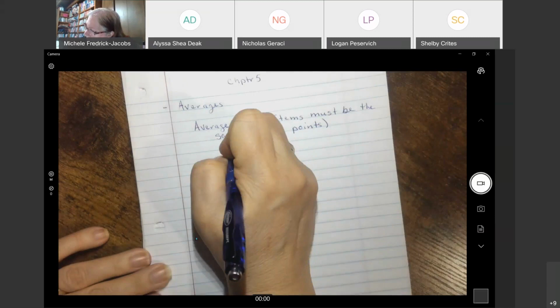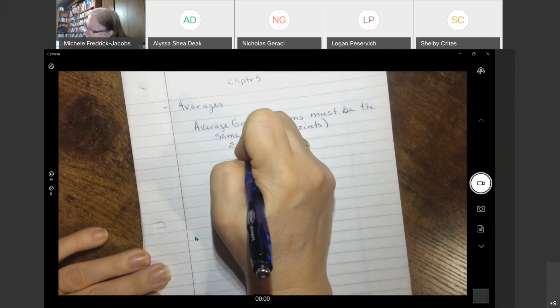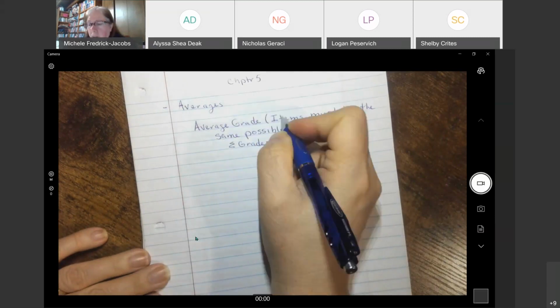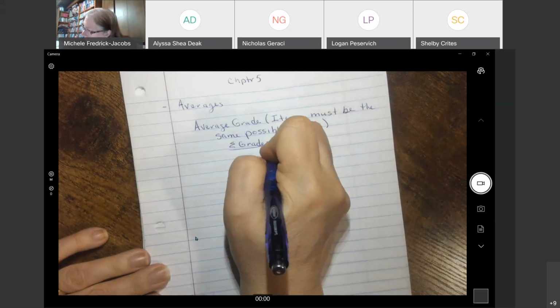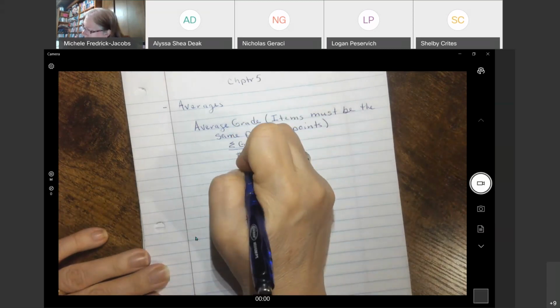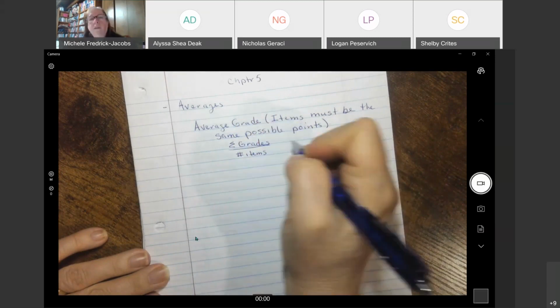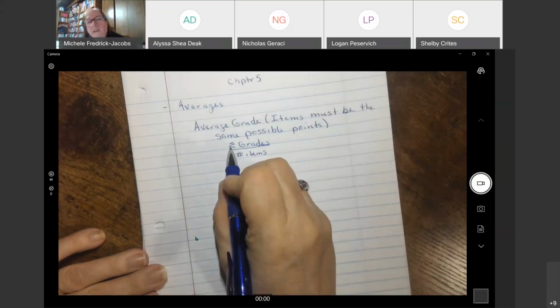Then you add up the grades and divide by the number of items. This symbol here means to sum or add.